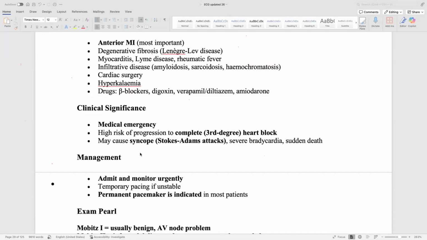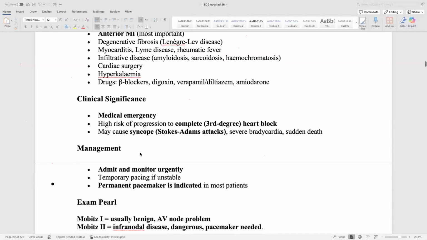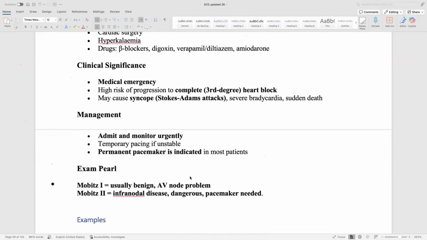That is why third degree heart block is a top emergency. And even Mobitz type 2 is a top emergency because it can go to third degree. Admit, monitor urgently, temporary pacing if unstable. If it's stable, prepare for a permanent pacemaker. If you call any cardiologist and say, I have a Mobitz type 2 or third degree heart block, he will come running.